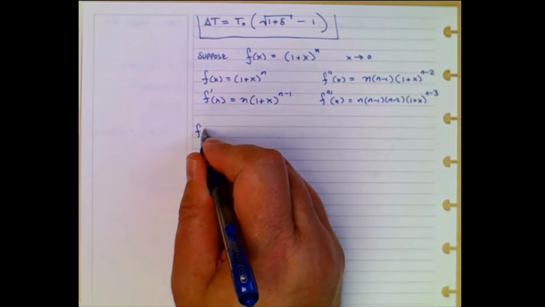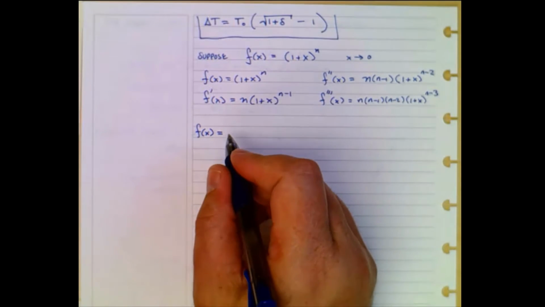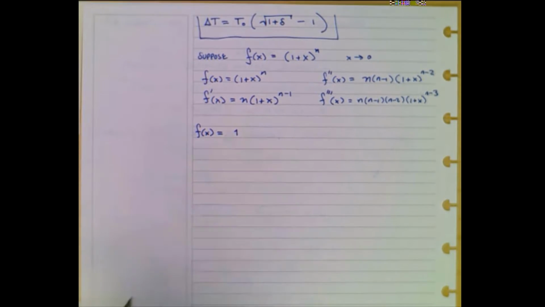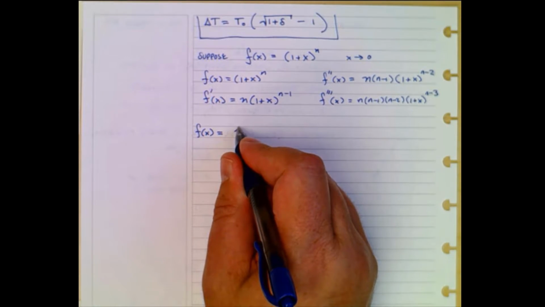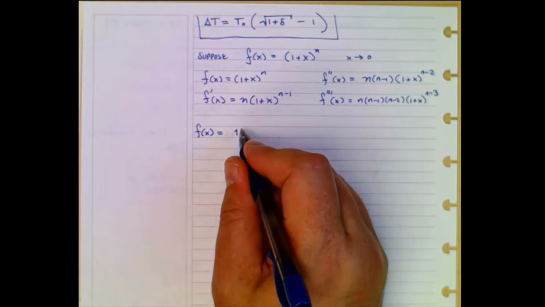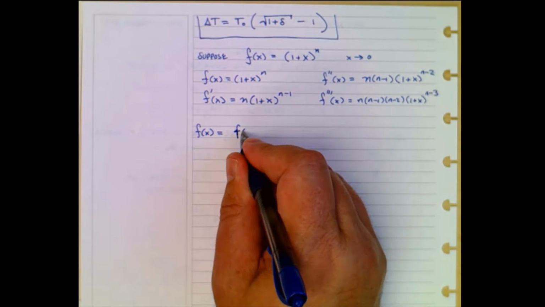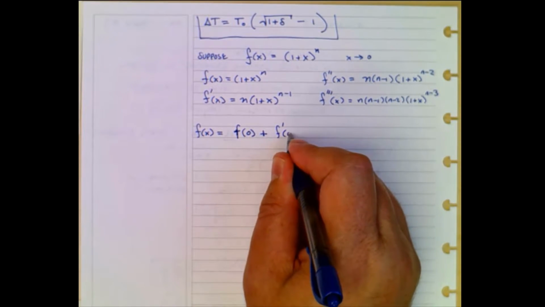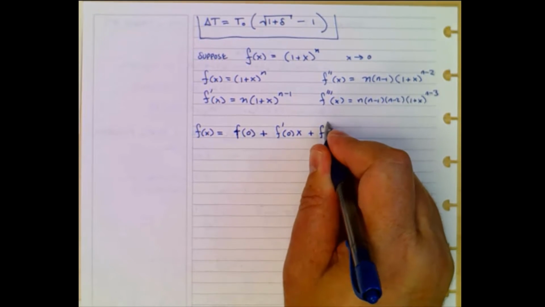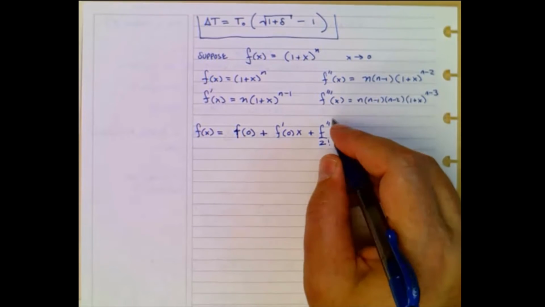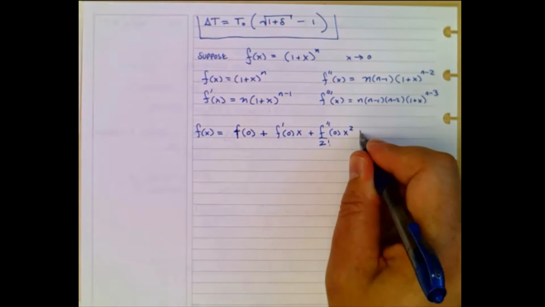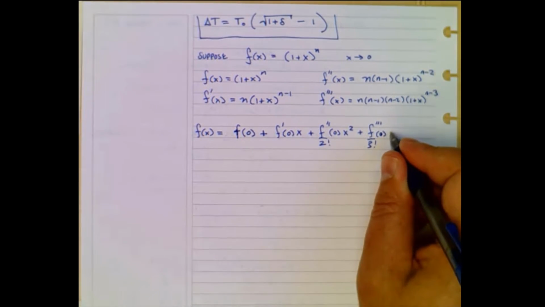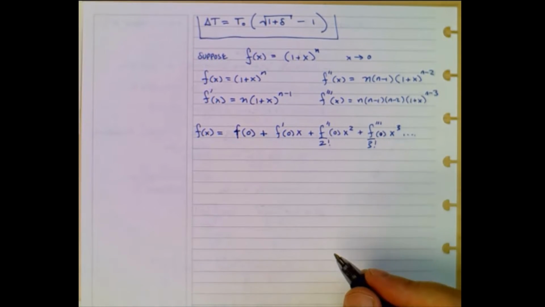And therefore, the function f of x can be approximated by, let's just remind ourselves again, f naught, or f at x equals 0, plus f prime at x equals 0 times x, plus f double prime over 2 factorial evaluated at 0 times x squared, plus f triple prime over 3 factorial evaluated at 0 times x cubed, and so forth.